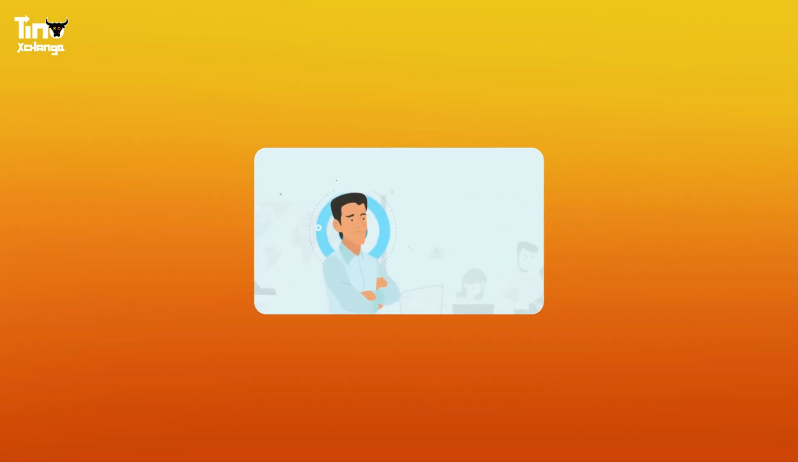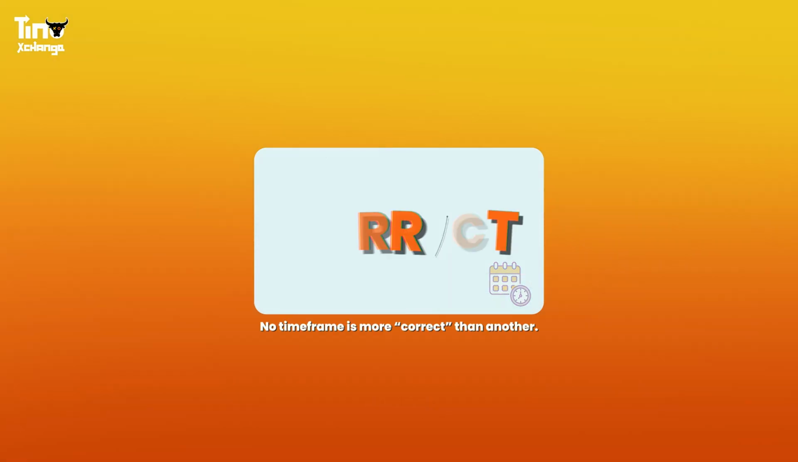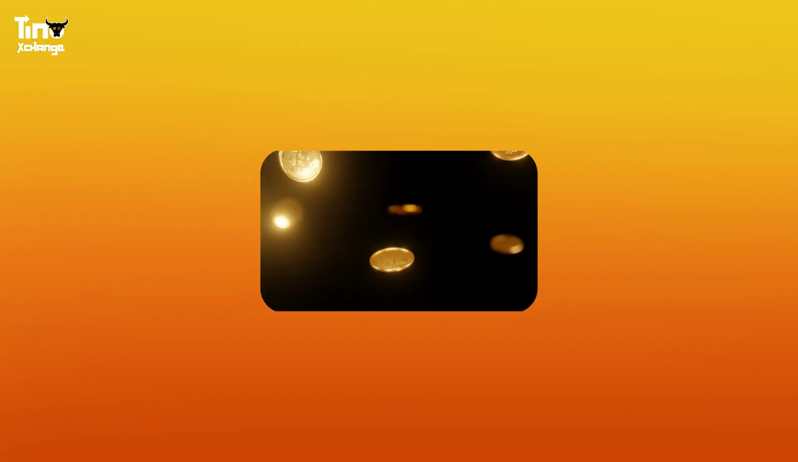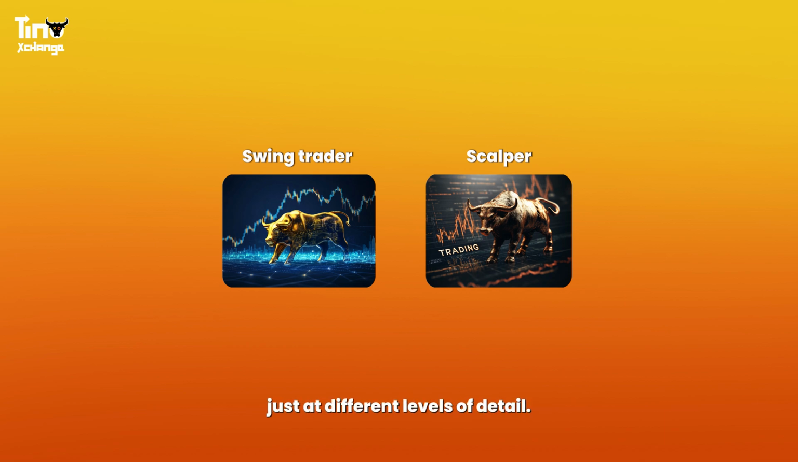Understanding that the market is fractal also helps new traders grasp that no time frame is more correct than another. It all depends on your trading style and your overall goals. A swing trader might focus on the daily or weekly chart, while a scalper might live on the 1 minute chart, but both are trading the same market behavior, just at different levels of detail.